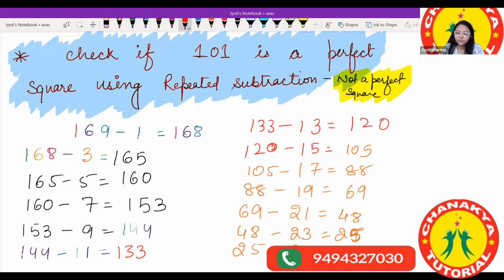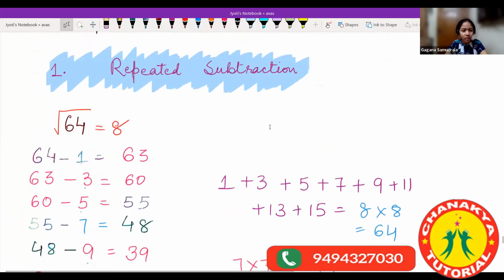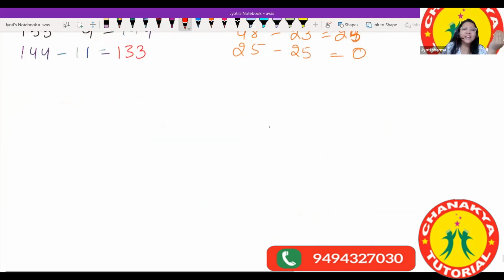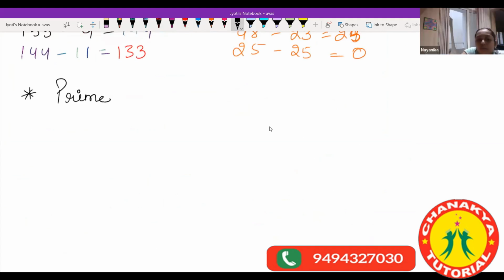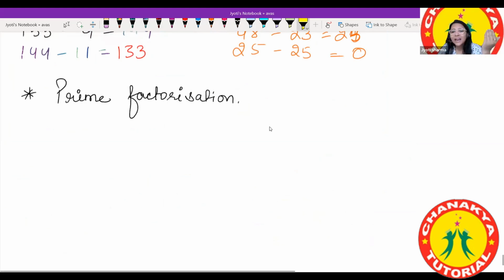Kids, done? Is it clear? Yes, ma'am. All right. Now, let's move ahead. Do you know what the next method is? Prime factorization. Kids, do you have any idea what prime factorization is? Yes, ma'am, the ladder method to divide the number. Okay. So this prime factorization we are going to do later.